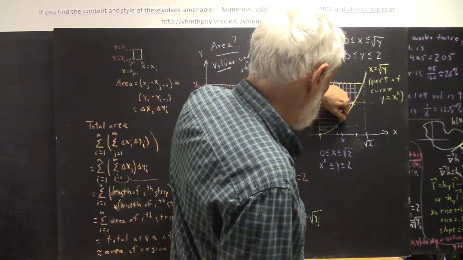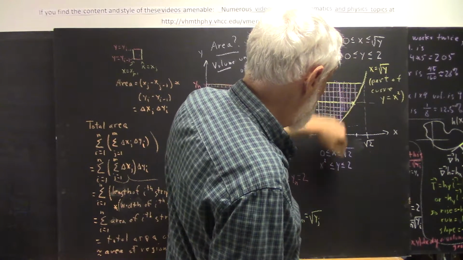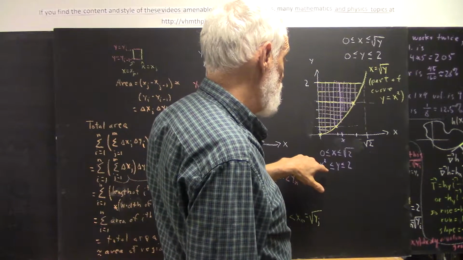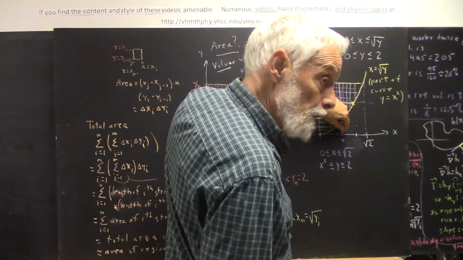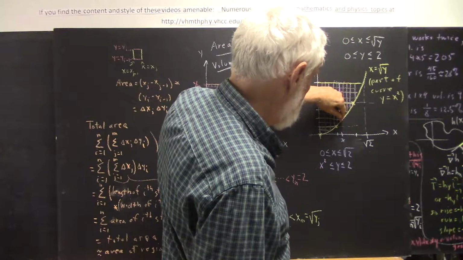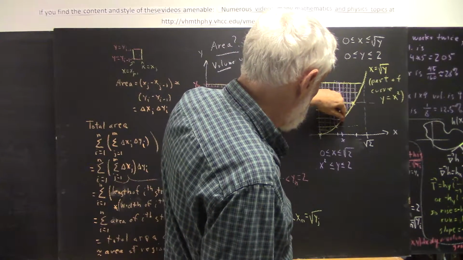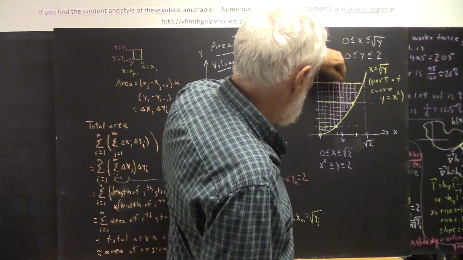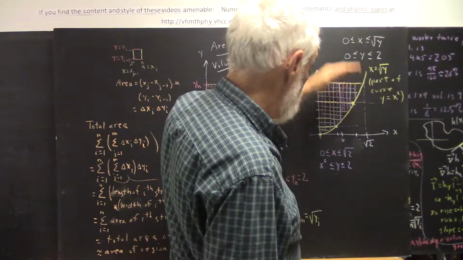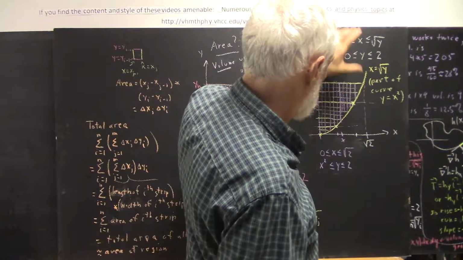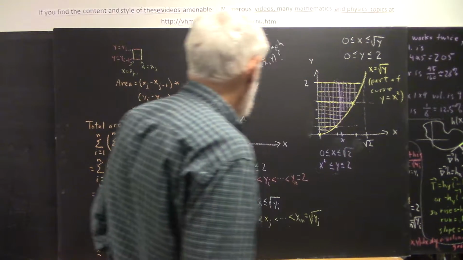Now, what's the value of y on this curve above the point with the coordinate x? It's going to be x squared. So here, y is equal to x squared. Here, y is equal to 2. So y is going to go from x squared to 2. So we can express this region in either of these ways.